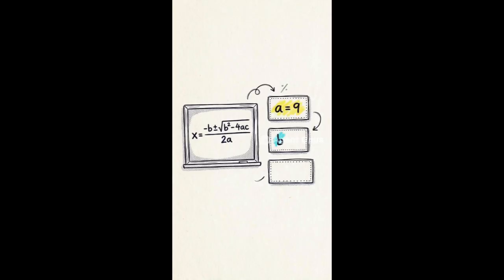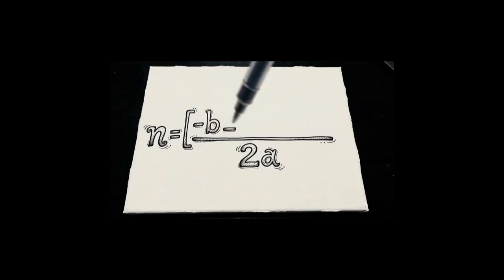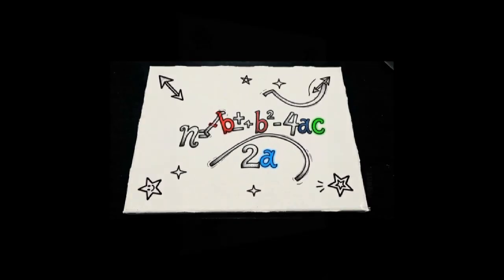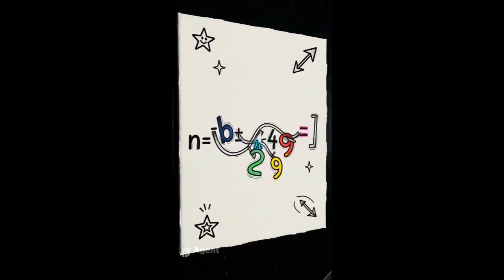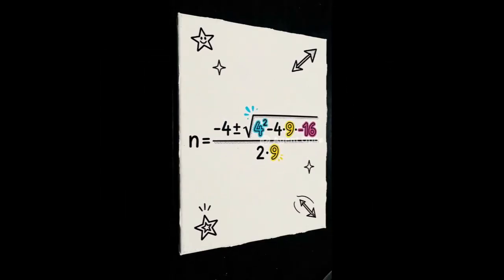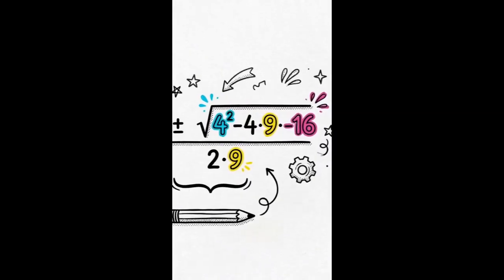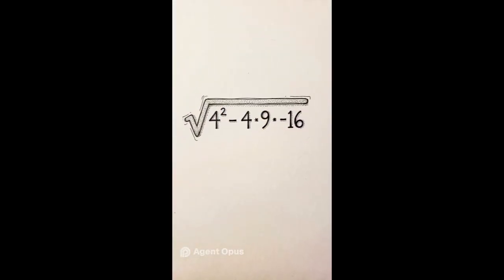Now that it's in standard form, we can easily identify our coefficients. A is 9, B is 4, and C is negative 16. The quadratic formula is our trusty tool for these situations. n equals negative B plus or minus the square root of B squared minus 4 times A times C over 2A. Let's plug in our values. n equals negative 4 plus or minus the square root of 4 squared minus 4 times 9 times negative 16, divided by 2 times 9.